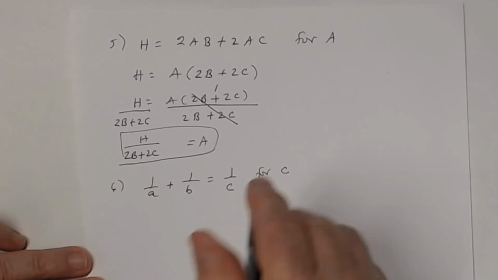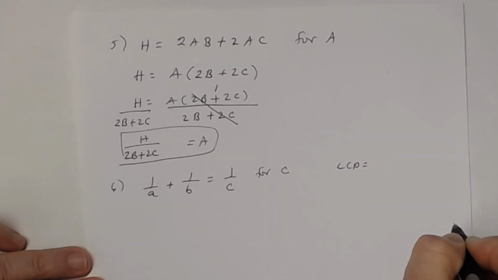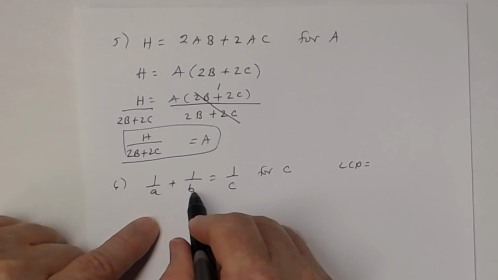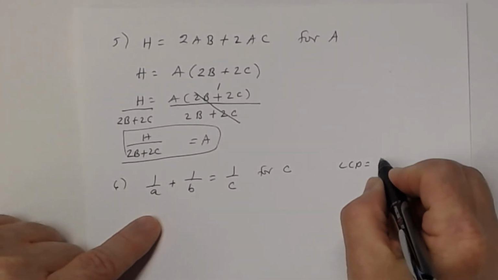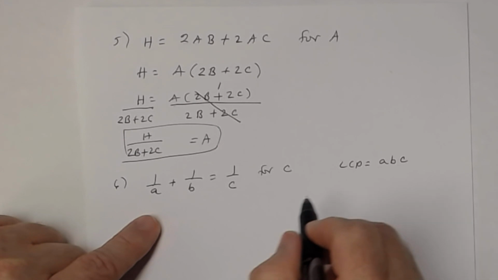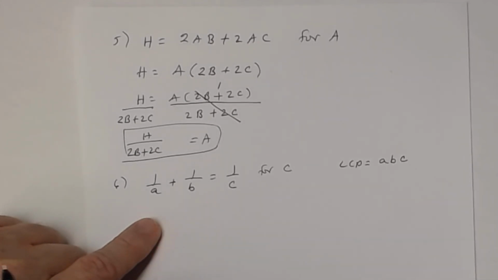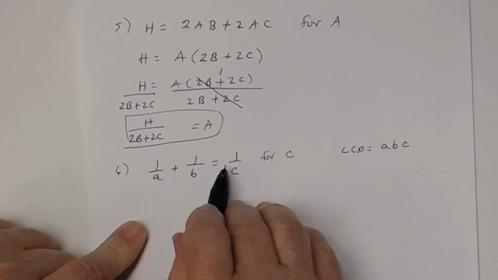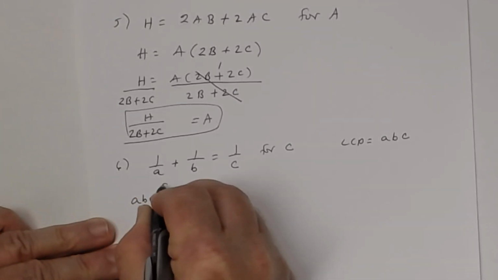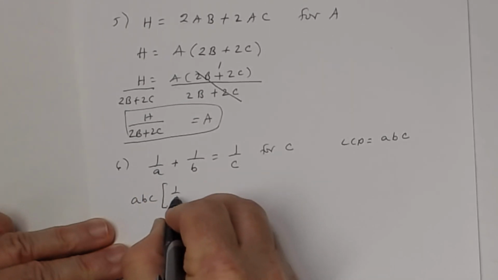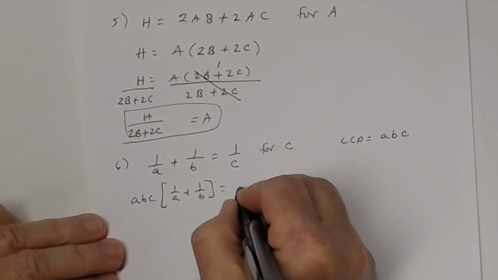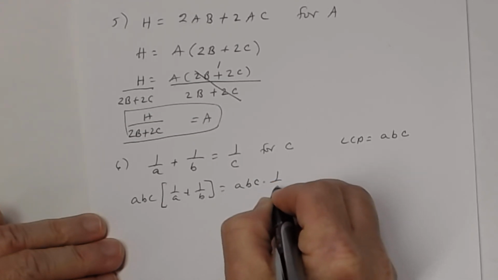So what I want to do is multiply both sides by that least common denominator. And so the least common denominator must include every factor you see. So I see an A, I see a B, and I see a C, right? So my least common denominator is going to be A times B times C. So remember, the least common denominator is a product of these factors that you see here. So then I'm going to multiply both sides by that least common denominator to clear the fractions. So I get ABC times the left-hand side, which is 1 divided by A plus 1 divided by B, equals, and then multiply the right-hand side by the least common denominator also, ABC times 1 divided by C.